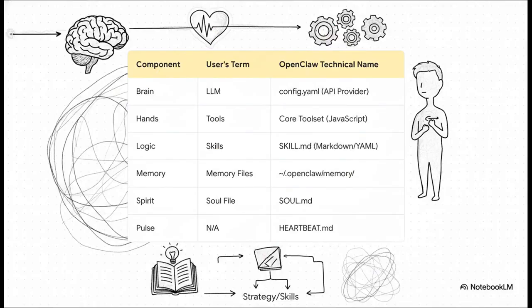So let's do a super quick recap. We've got the brain for thinking, the soul for purpose, tools for taking action, skills for strategy, memory for learning, and a heartbeat for being proactive. Now that we've met all the key players, let's see how they actually work together as a team.